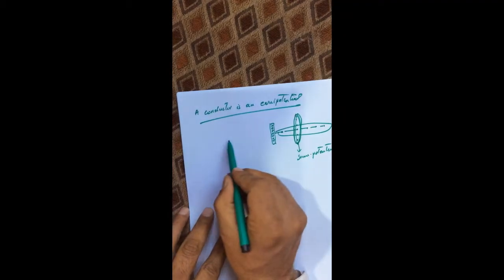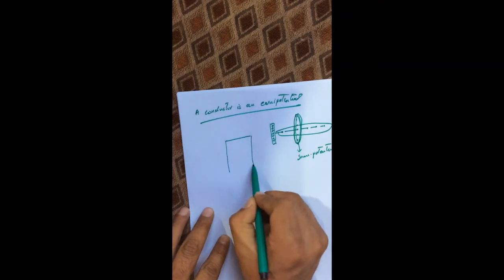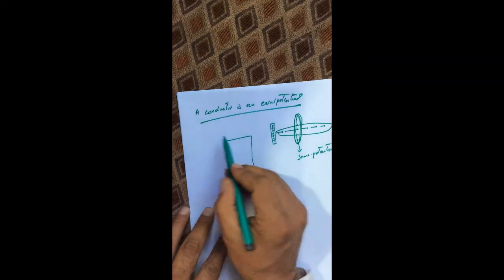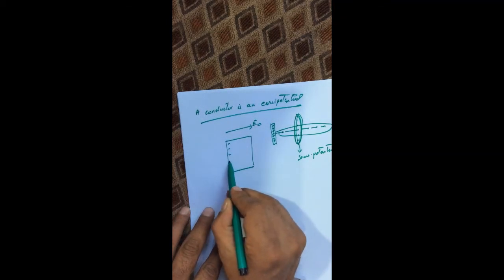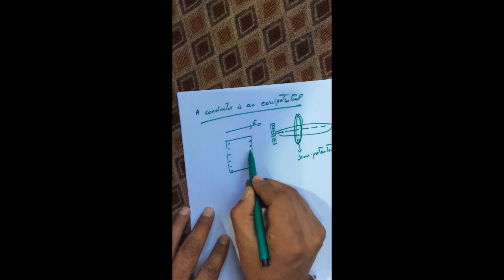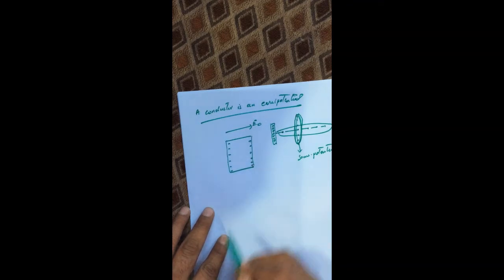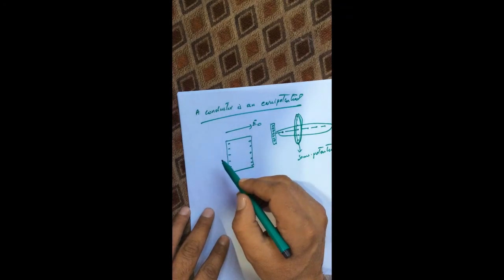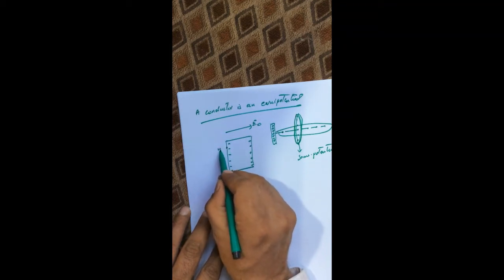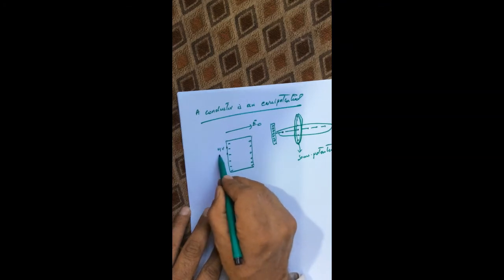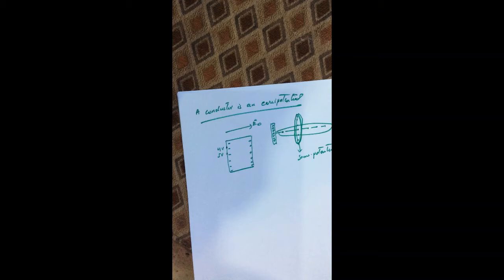Now a conductor is an equipotential. Suppose this is a conductor placed in an external electric field E0. So negative charges appear here and positive charges appear here. Now what will happen? Suppose we have 2 points on this conductor. One is at a potential of 4 volts and the other point is at a potential of 5 volts. If these 2 points of the conductor are at different potential, then what will happen?